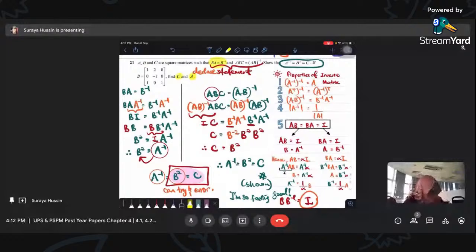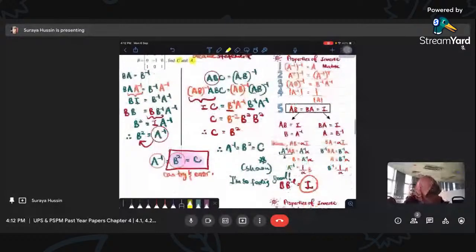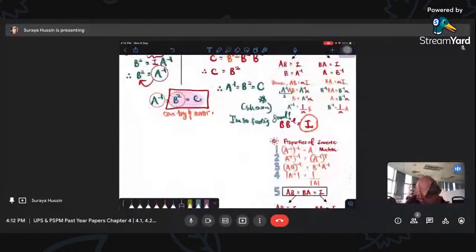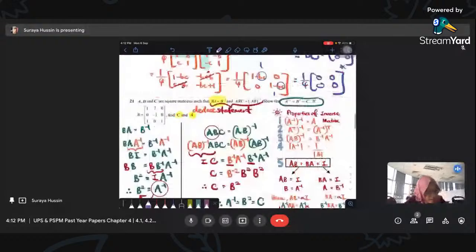So now, to find C and A, using the same statement as well. You need this statement to help you find C and A. So you know that C is equal to B squared. And in fact, you have this B matrix, a 3x3 matrix.